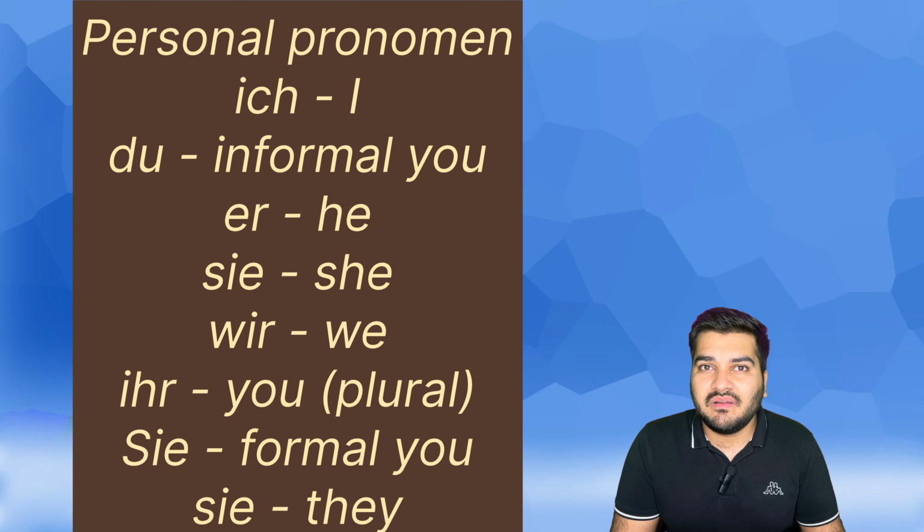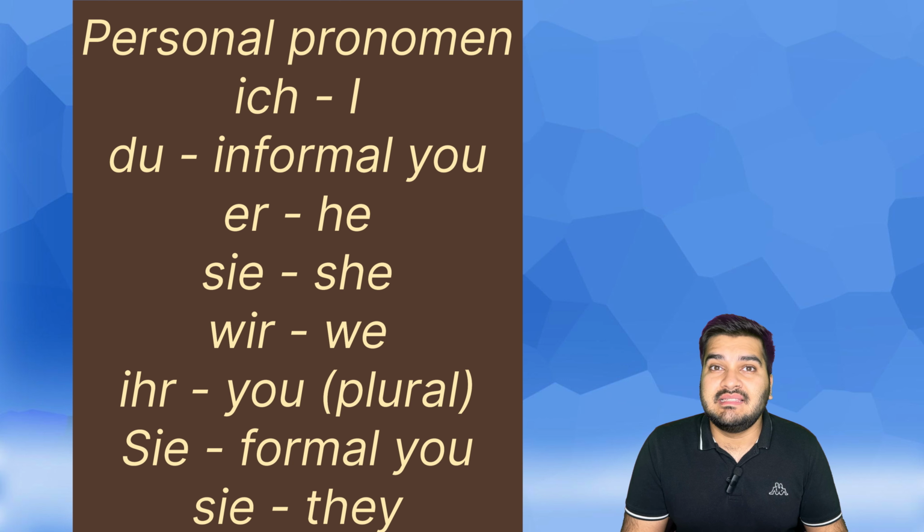For now, let's repeat one more time. Ich, du, er, sie, es, wir, ihr, Sie, sie. Ich, I, du, informal you, singular, er, he, sie, she, es, it, wir, we all, ihr, informal you, but more than one person, Sie, formal you with capital S, again sie, they.